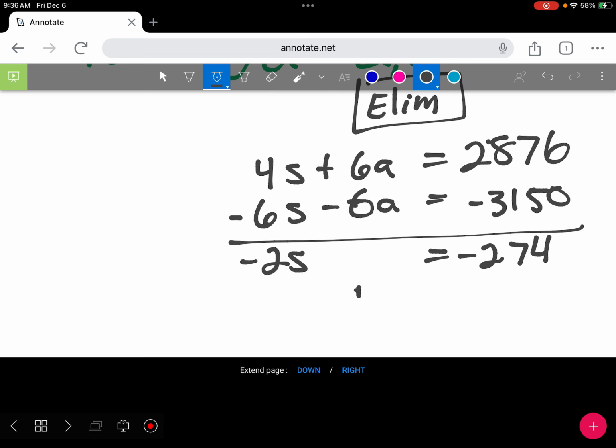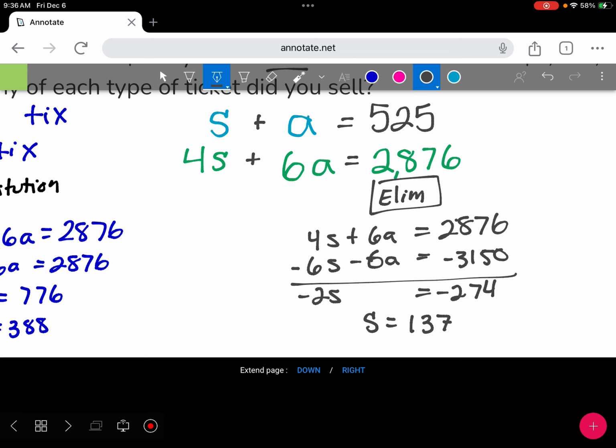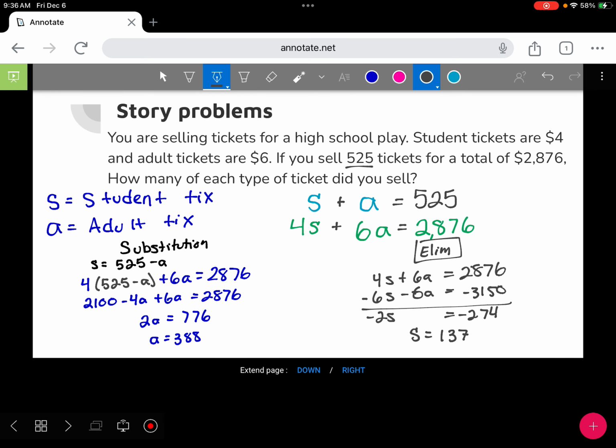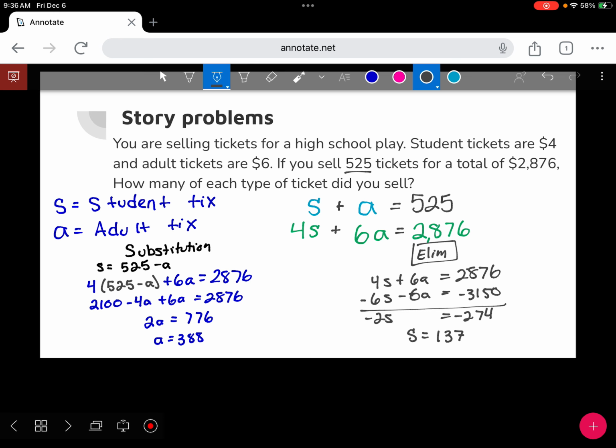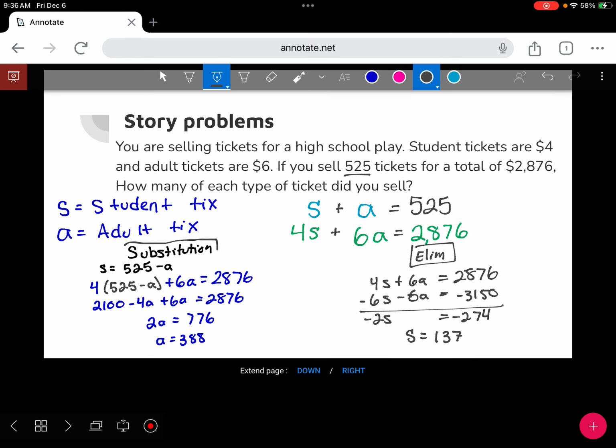What did we get? How many students attended the play? 137. How many adults attended the play? 388. It genuinely does not matter which method you choose. I did both of them.